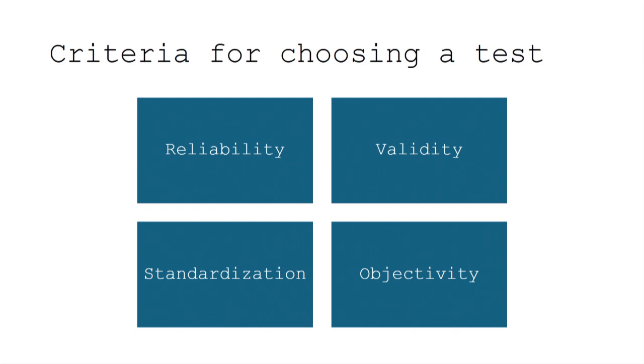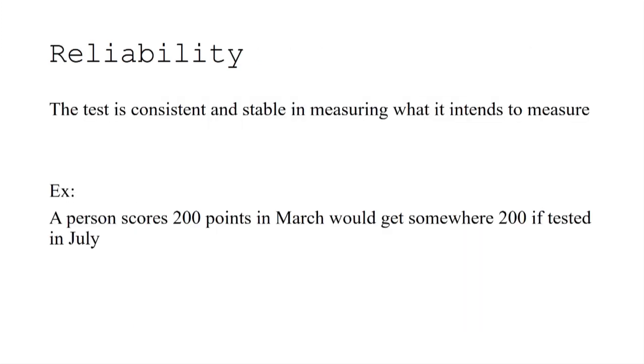Definitely, the tests administered in most organizations should have reliability, validity, standardization and objectivity. Reliability is a concept which says that the result should be consistent. It should be the same. For example, if a person scores 200 points in March, he would get somewhere around 200 if tested in July. So the results are consistent. You are getting the same result every time you do it.